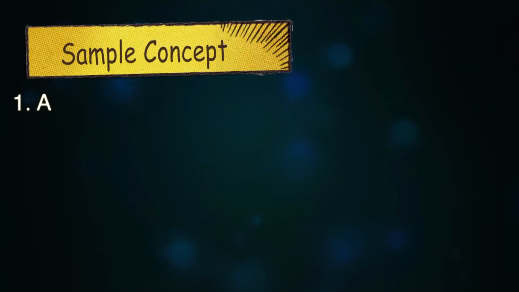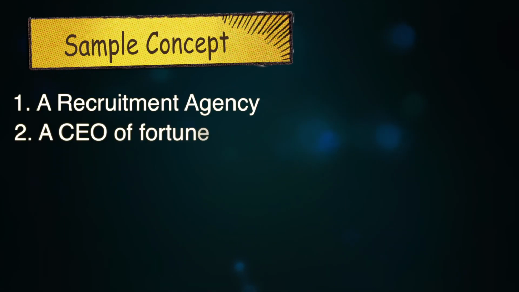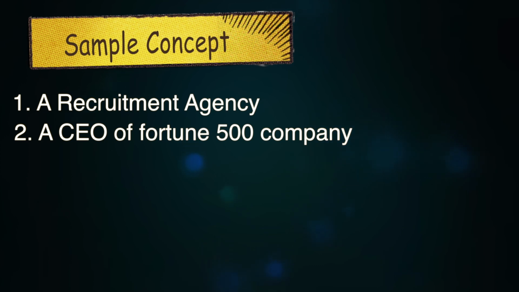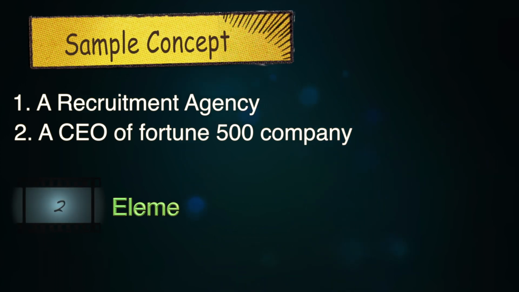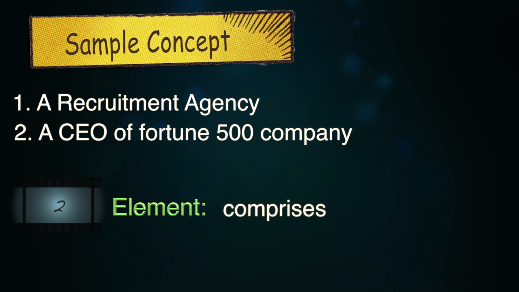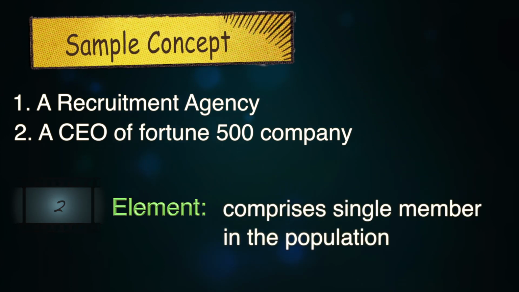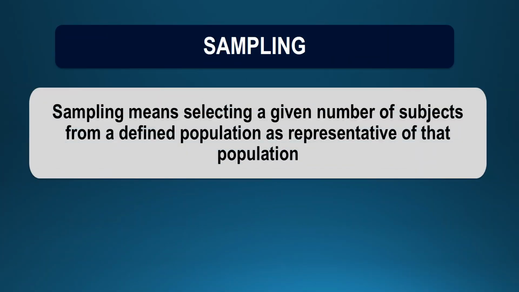And if I say a recruitment agency or a CEO of a Fortune 500 company, those are considered elements of that population. So an element comprises a single member in the population. Sampling means selecting a given number of subjects from a defined population as representative of that population. The researcher can select a small sample from a population. By studying that small sample, the researcher can apply the conclusion to the population as a whole. This is considered the sampling process.